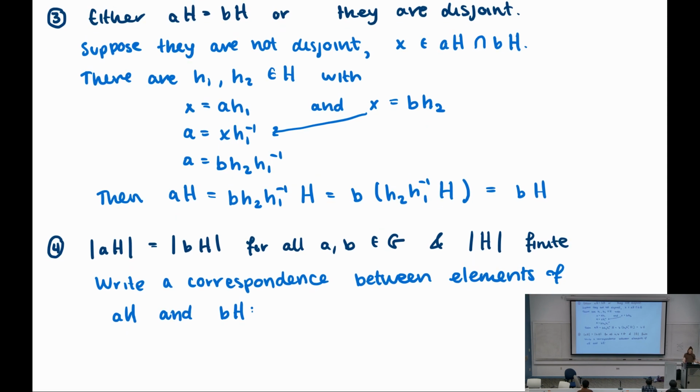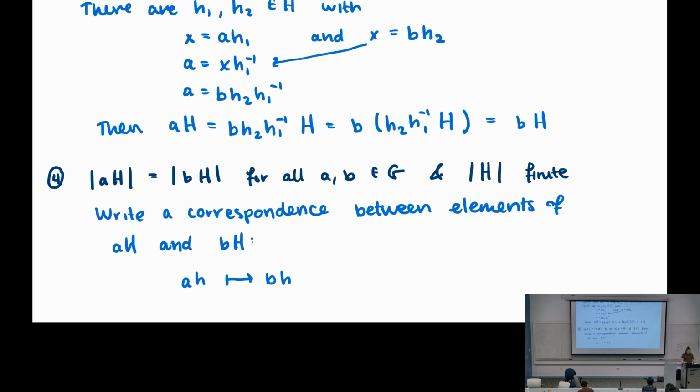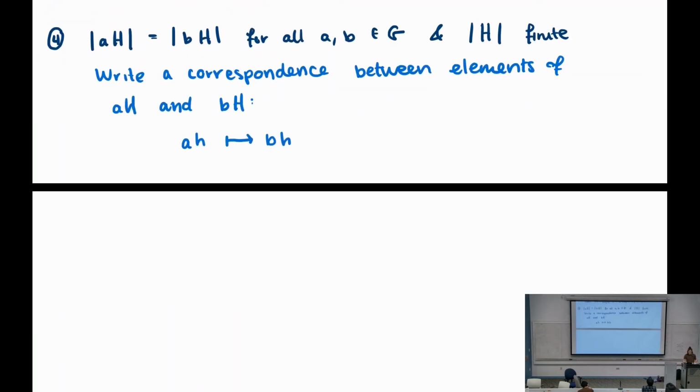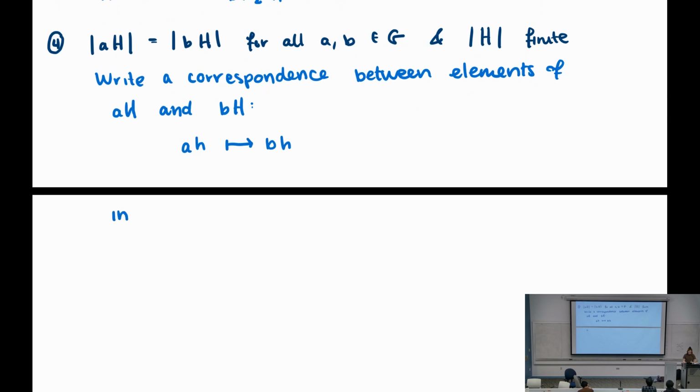Okay, so everything in aH is of the form a times little h. So what I'm going to do is map that to the element of bH that's given by b times h. Okay, and then we just have to see that this correspondence is one-to-one and onto. So let's see that this is injective.